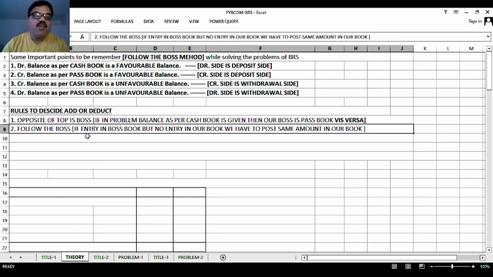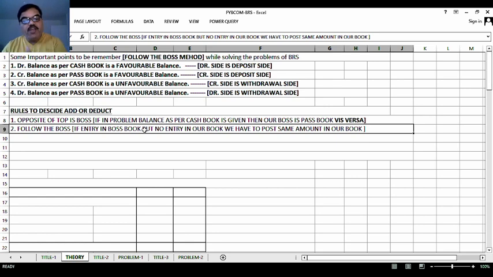Following the boss means if there is an entry in the boss book but no entry in our book, we have to post the same amount in our book. Simply, we have to follow the boss. When we solve the problem, you will understand what it means. Always we have to follow the boss. If the boss entry is there in the boss book, then we have to write the same entry on the same deposit side or withdrawal side.